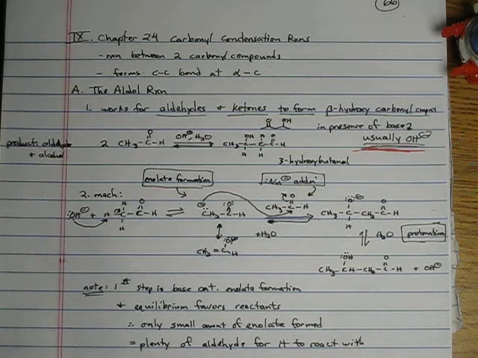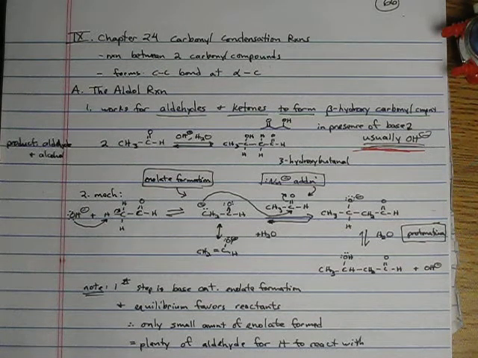Okay, let's start in chapter 24, carbonyl condensation reactions. We're going to start with the Aldol reaction. Note Aldol is not named after anyone. Its name, I believe, originally comes from the fact that the product is a combination of an aldehyde and an alcohol, as we will see. Although it turns out that the Aldol reaction is useful for ketones as well as aldehydes.